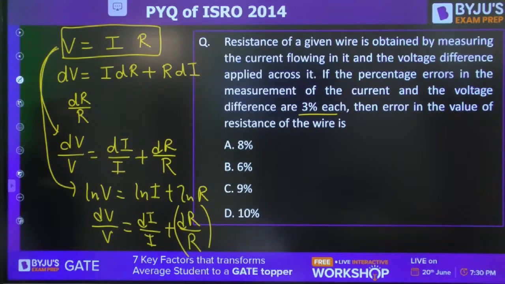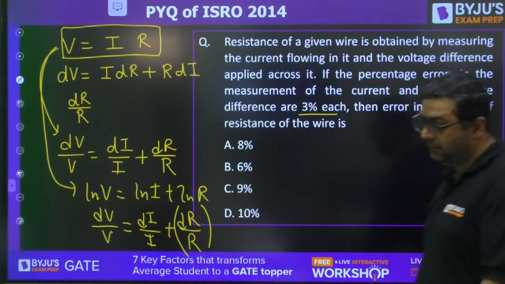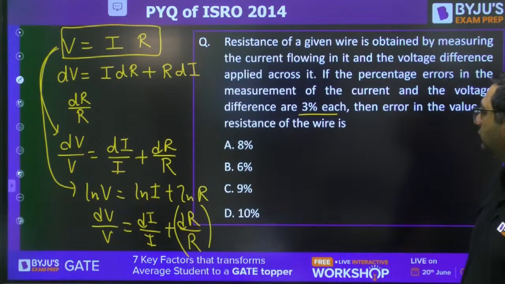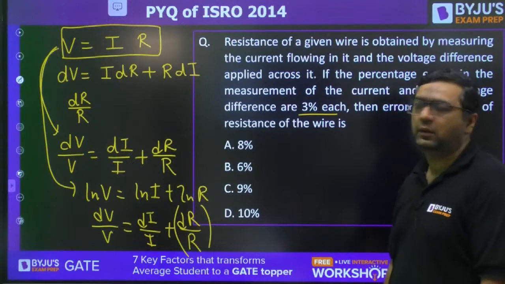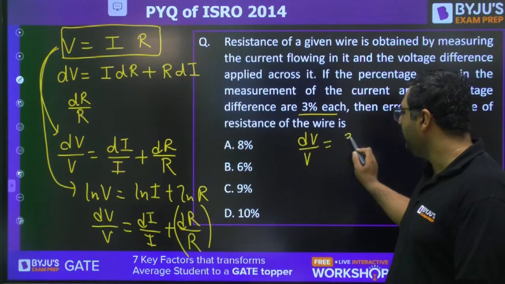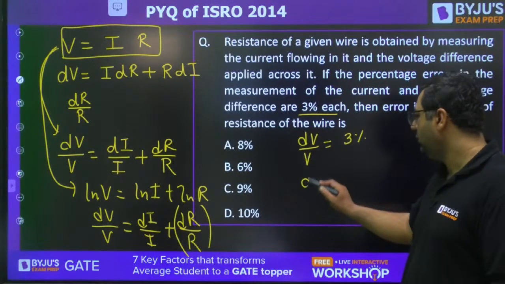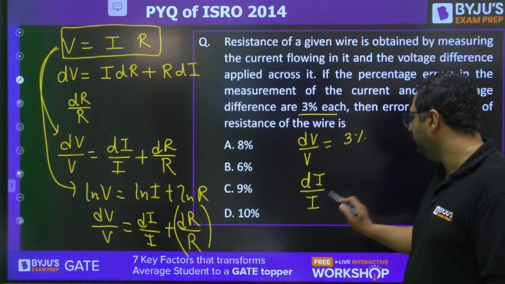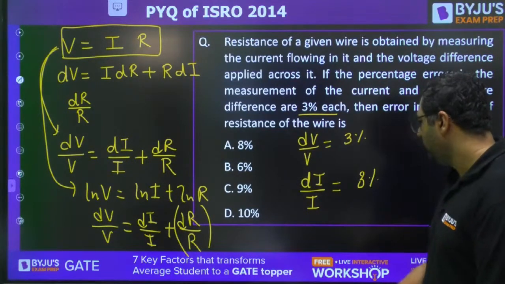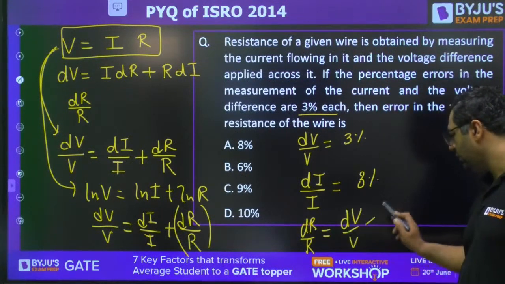Tell me the answer. What will be dR by R? Yes. They have said that dV by V is 3% and dI by I is 3%. So what is dR by R? You can write it as dV by V minus dI by I.